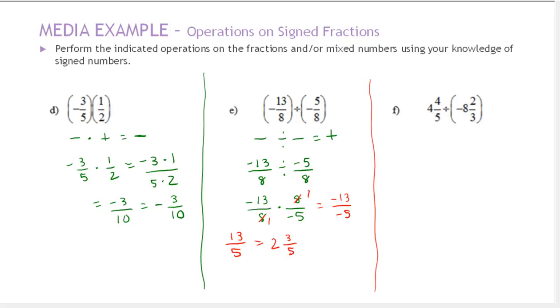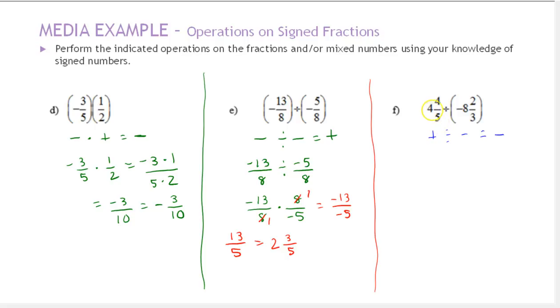Okay, last one. Now we have a mixed number divided by a mixed number. One of the mixed numbers is negative. So we know this is positive divided by a negative, and our result is going to be negative. But again, we can keep the negative signs in the computations and just use our integer rules. Let's start by rewriting these as improper fractions.